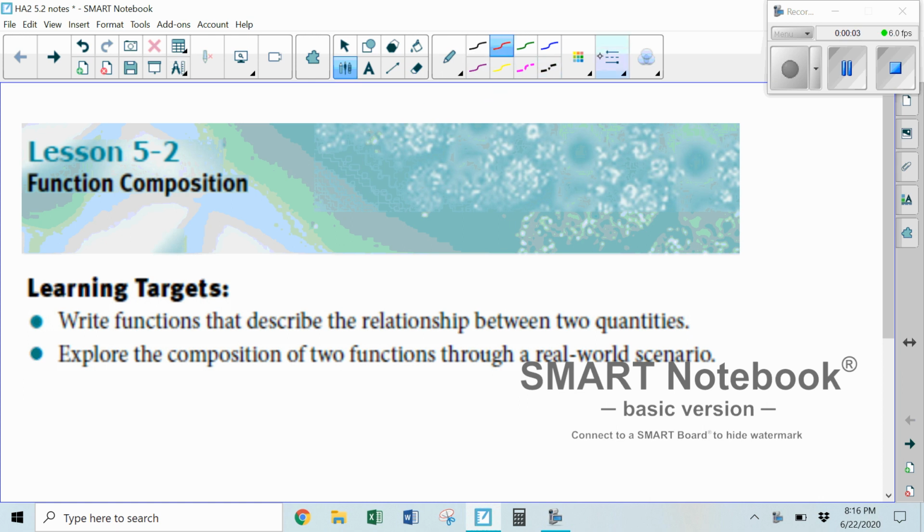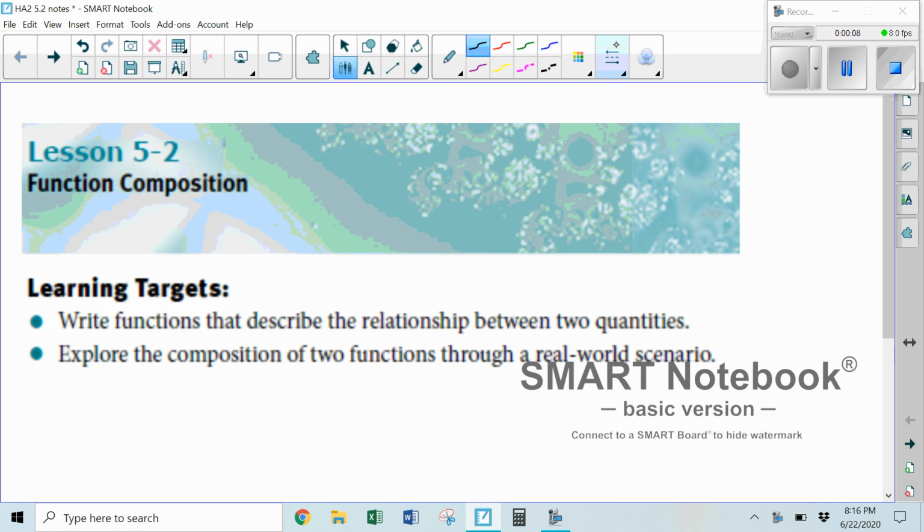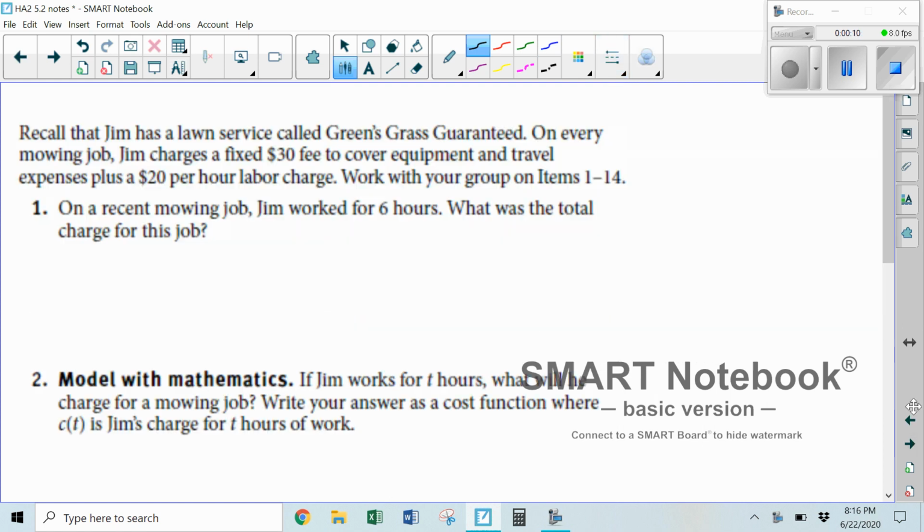All right, guys, we're on section 5.2 today. It's the same scenario we had in 5.1 with Jim and the grass growing. So let's go ahead and get started.